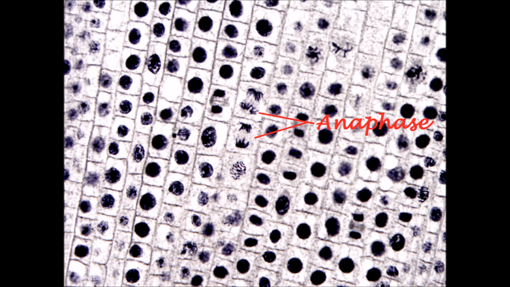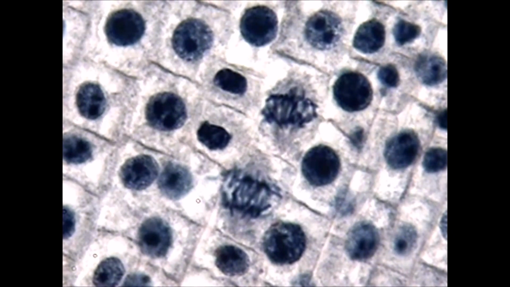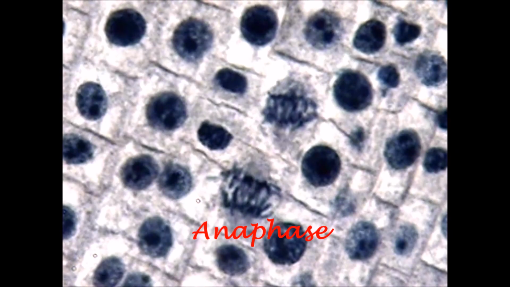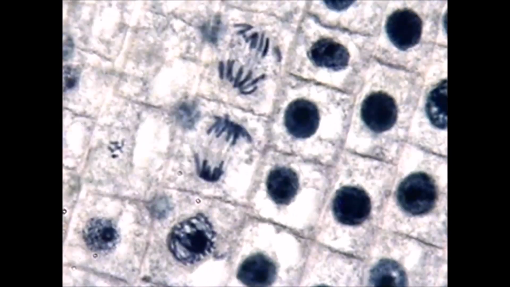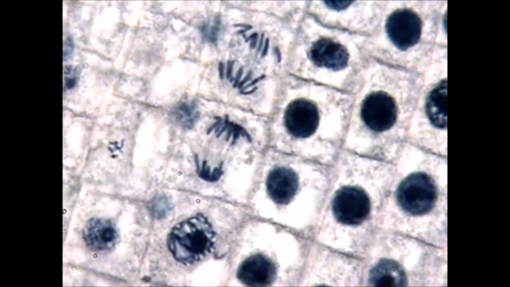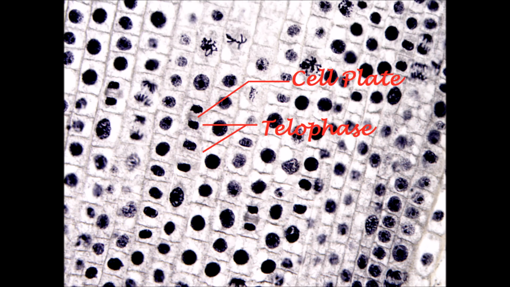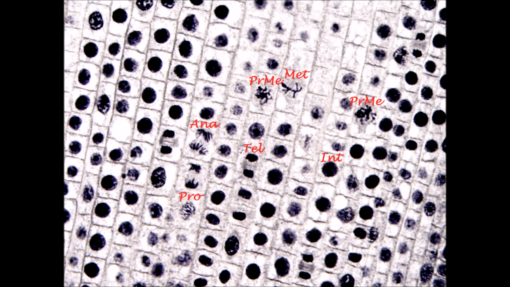Anaphase, the sets of chromosomes separate and move towards opposite ends of the cell. Again, during the last phase of mitosis, telophase, cytokinesis occurs, producing a cell plate which divides the two new cells. The entire cell cycle: interphase, prophase, prometaphase, metaphase, anaphase, and telophase.